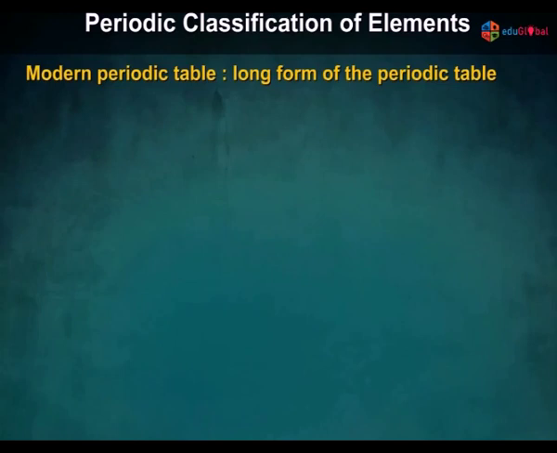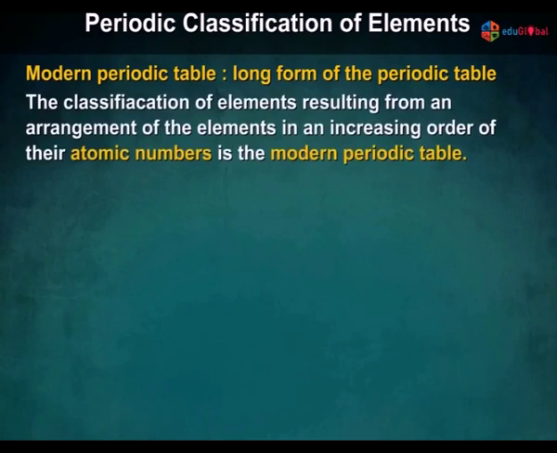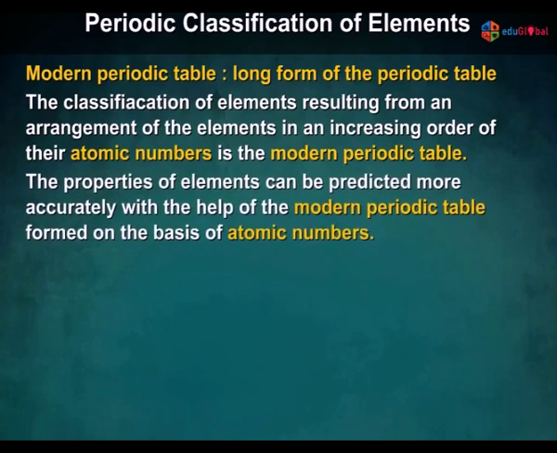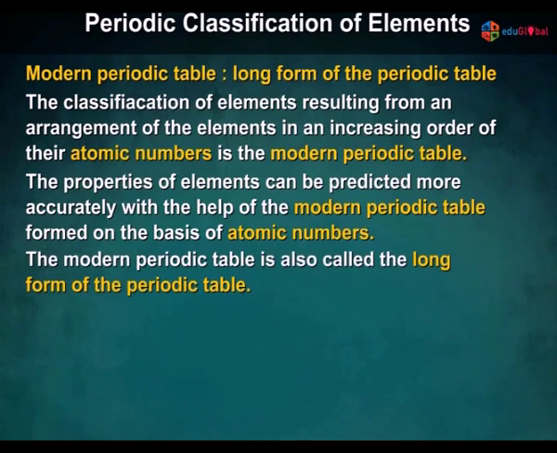Modern periodic table, long form of the periodic table. The classification of elements resulting from an arrangement of the elements in increasing order of their atomic number is the modern periodic table. The properties of elements can be predicted more accurately with the help of the modern periodic table formed on the basis of atomic numbers. The modern periodic table is also called the long form of the periodic table.